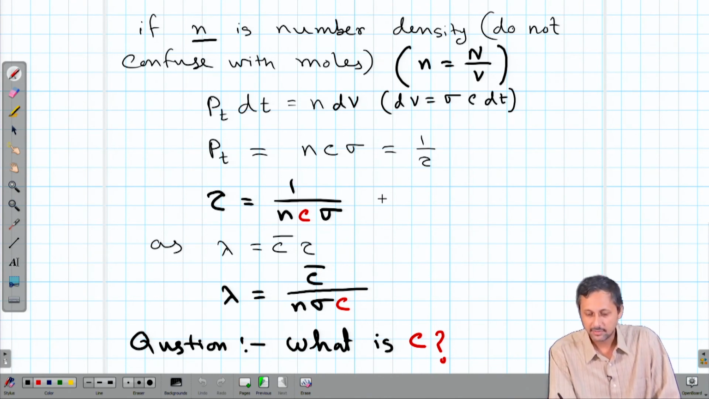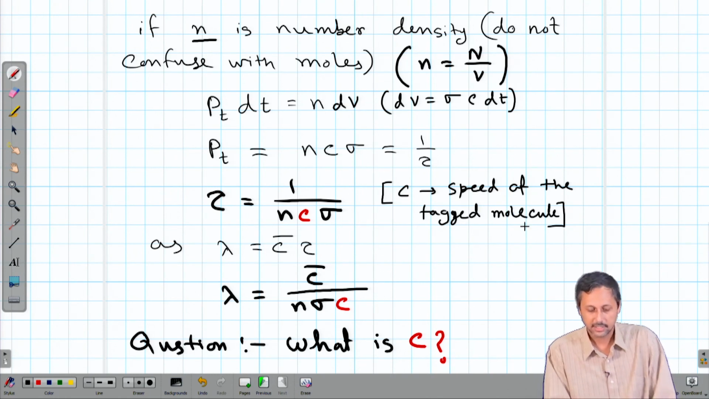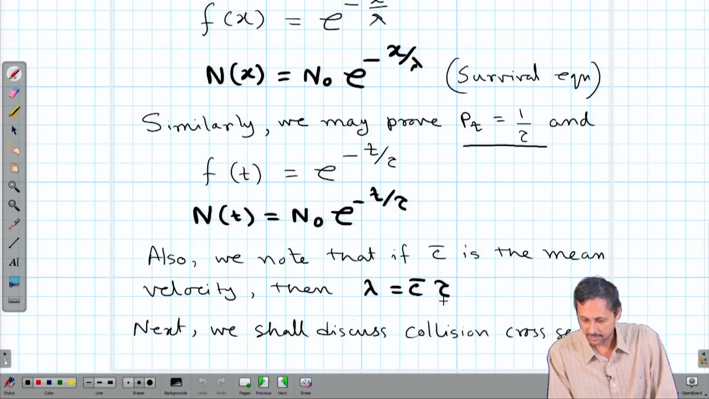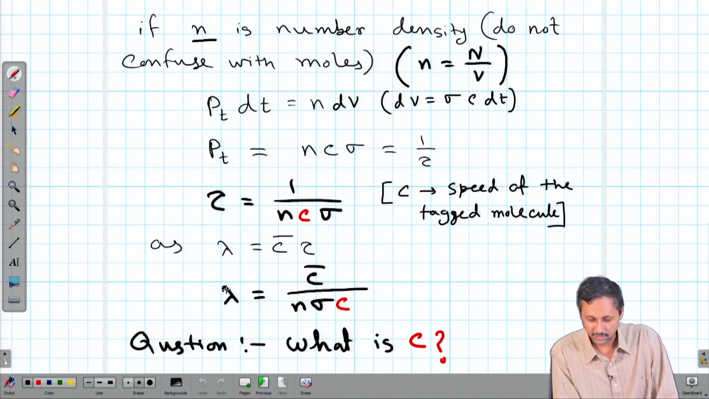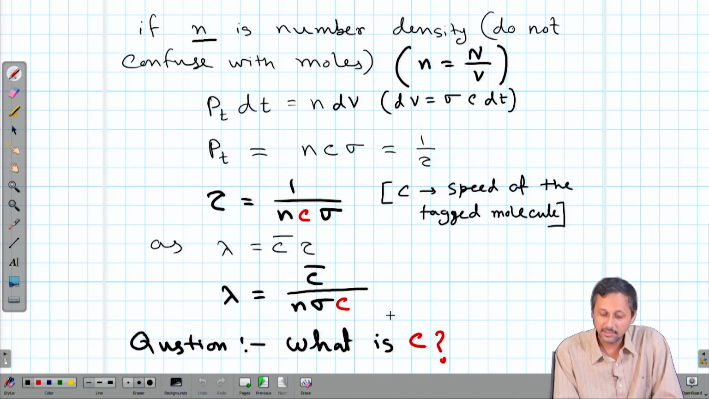Now, what is this c? C is the speed of the tagged molecule, right. So, we get a relation, and we remember that lambda is equal to c bar tau, we just wrote that here, right. It has to be the relation. So, we get lambda is equal to c bar by n sigma c. I have written c in red just to make it distinct from c bar being the mean velocity.